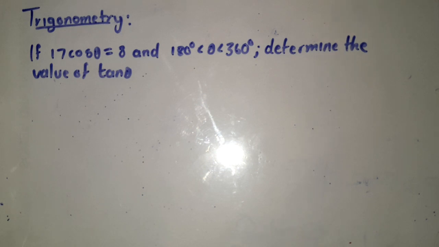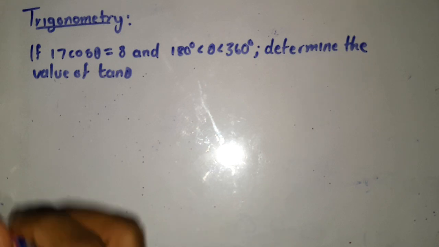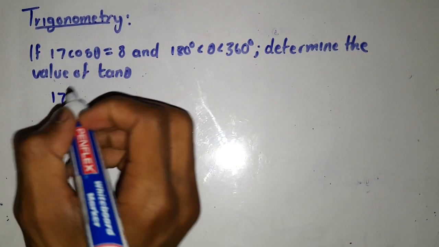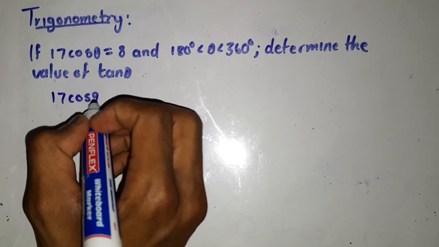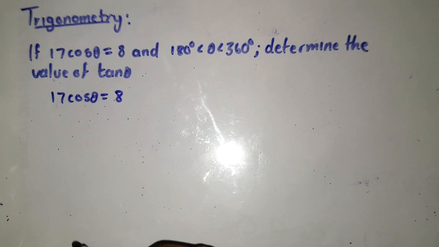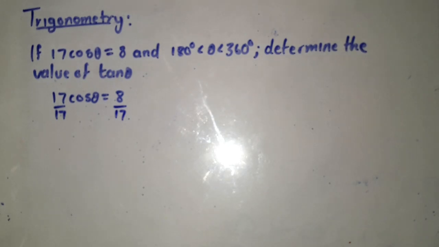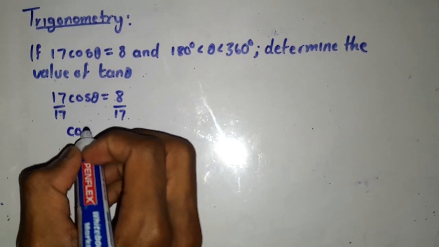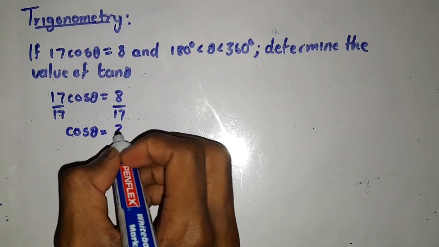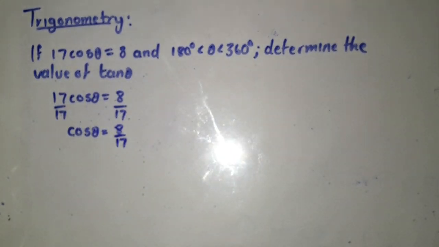Firstly, we are going to take that given equation and try to figure out the value of cos theta. We don't need 17 cos or something; we need only the ratio of that given. Let us take this equation, 17 cos theta is equal to 8. We are going to remove 17 by dividing both sides. Then it will cancel, and we remain with 8 over 17. This is what we need.